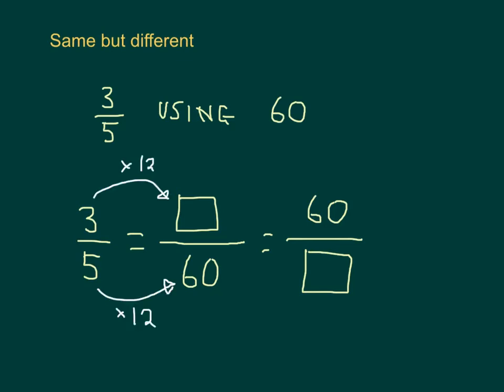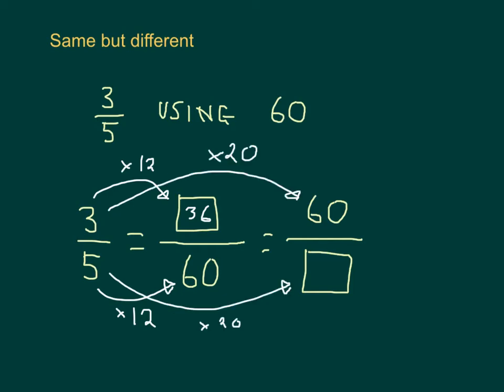The key skill to understand here is that whatever we do to the bottom of the fraction, whatever we multiply it by, we must do the same to the top of the fraction. So to make 3/5 out of 60, I've got to multiply the bottom by 12. So I must multiply the top by 12 as well. So that will mean 36 out of 60 is the same as 3/5. Now, for the numerator to be 60, obviously I'll have to multiply both the numerator and the denominator by 20. So that will mean 3/5 is the same as 60 out of 100.